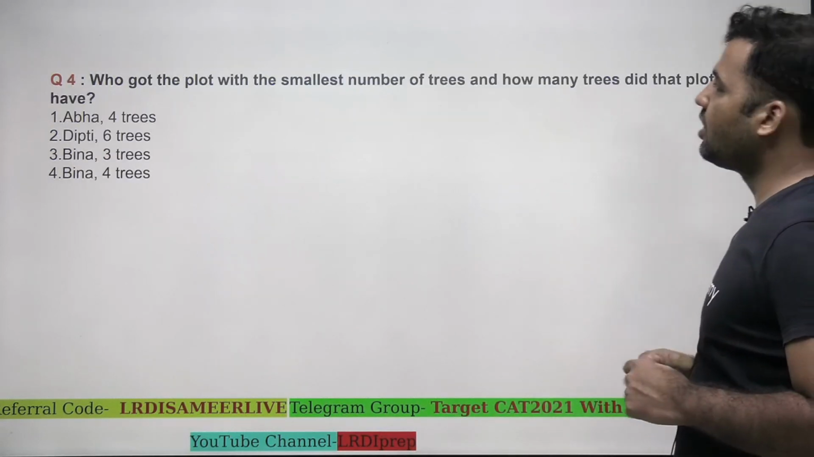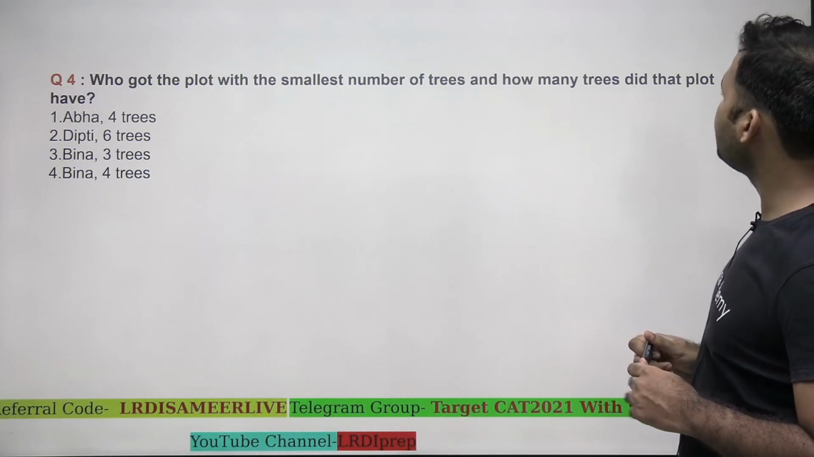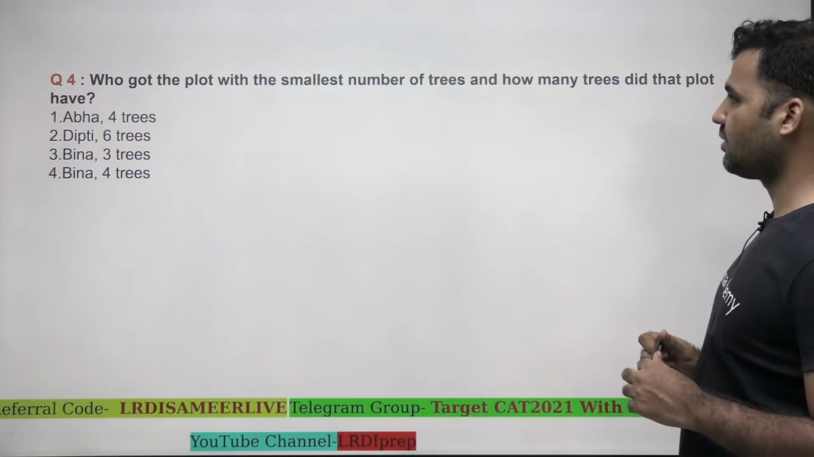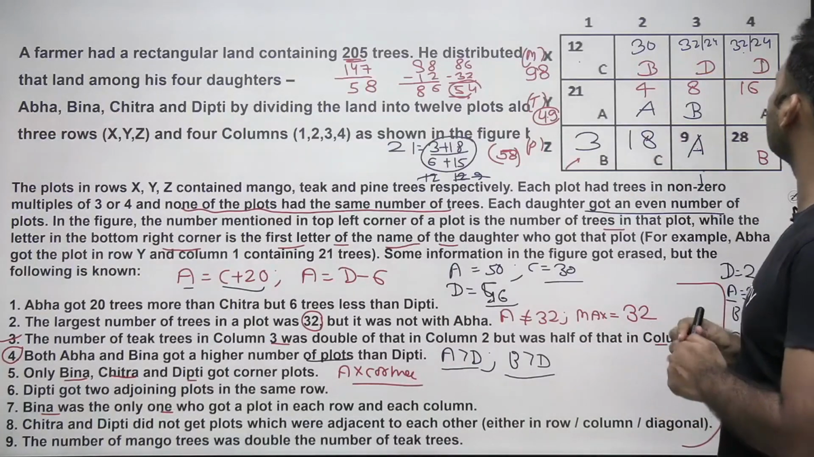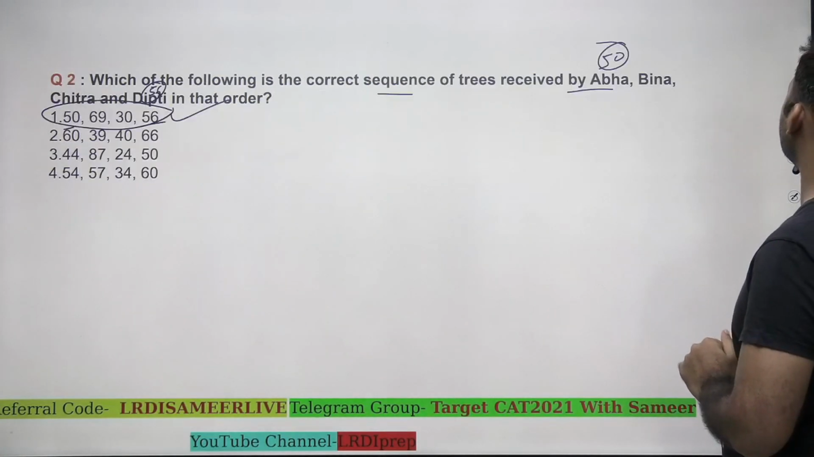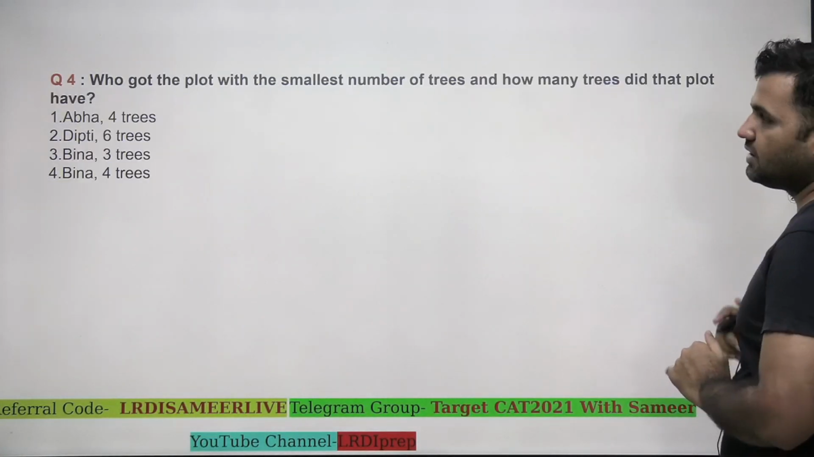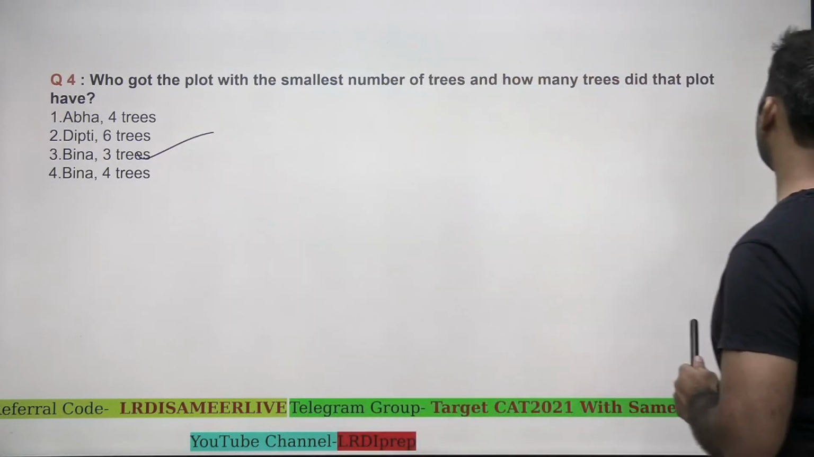Who got the plot with the smallest number of trees, and how many did that plot have? Who got the plot with the smallest number of trees? You see that the smallest number of trees plot is this plot, and B is getting that plot. And so the smallest plot had 3 trees, and that's given to B. So the third option would be the correct answer.